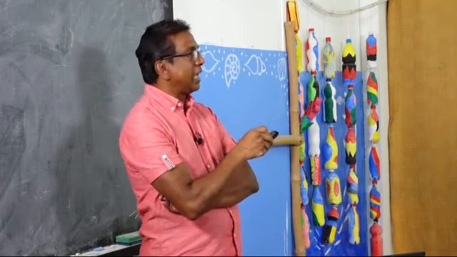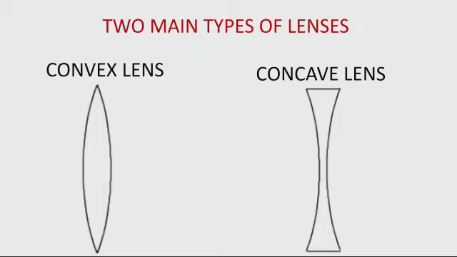You have got two main types of lenses. You have got the convex lens and the concave lens. The convex lens is thicker in the middle. The concave lens is thinner in the middle. We will be studying only the convex lens.